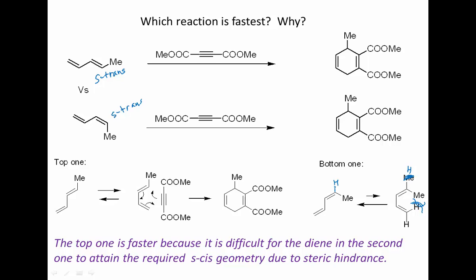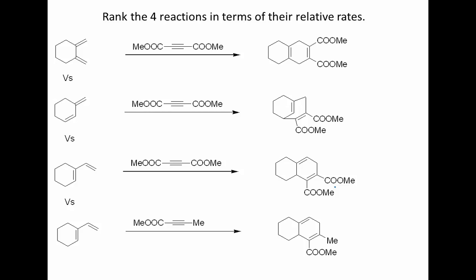All right. Let's look at some other Diels-Alder issues. Rank these 4 reactions in terms of their relative rates. And again, pause the video, think about each of them, think about how electronically activated they are, and think about the S-cis versus S-trans issue as you do it. Okay, so I'm going to go through the answers here.